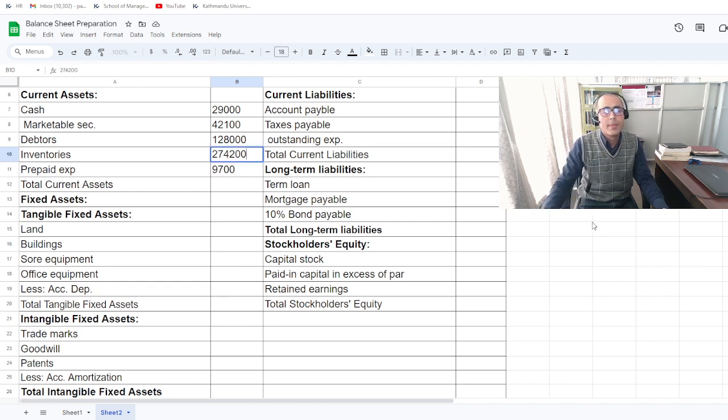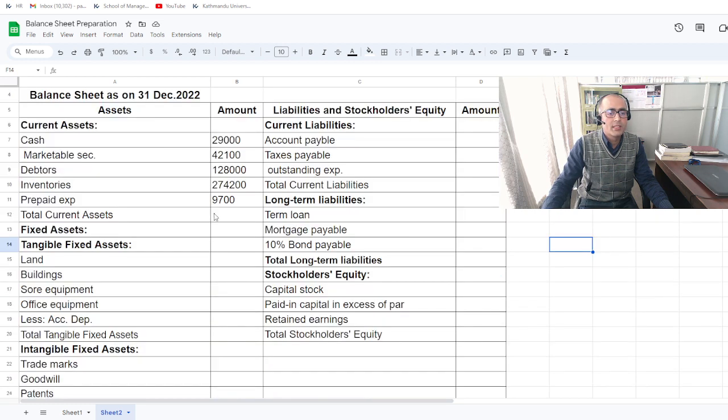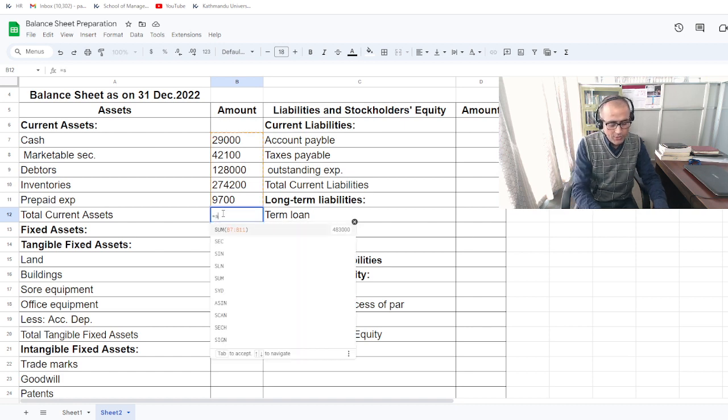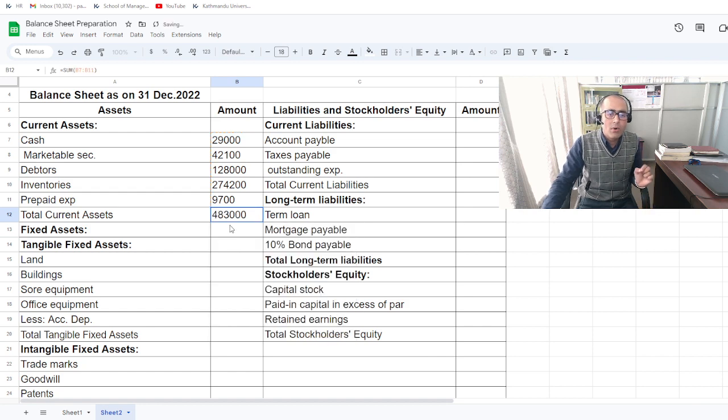Look at your figures first, because you have to be careful while recording economic information. That is the basic purpose of accounting. We record all the information systematically. Now when you get the sum here, that is 4,83,000, our current assets. Okay, now what about the fixed assets?